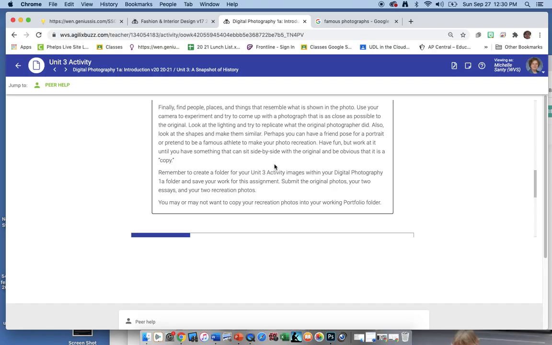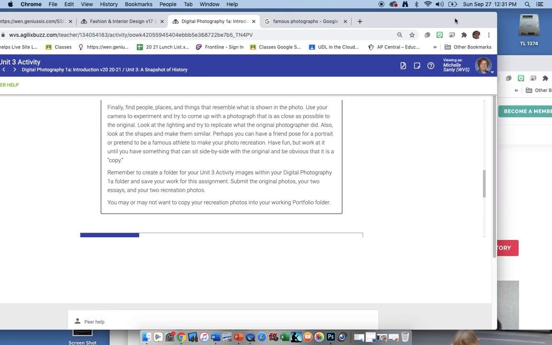And then you have to put it into your folder. All right. If you do not have a working portfolio folder, I suggest you make one in Google Docs, say Photography 1A, and you start putting all your stuff in that folder, and you share that folder and your subsequent stuff with me. So I have some examples for you.